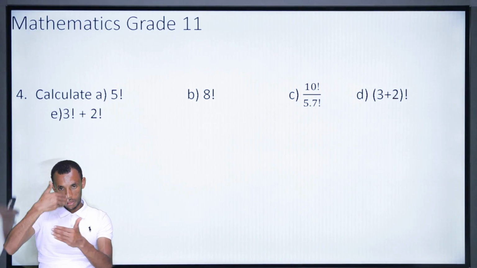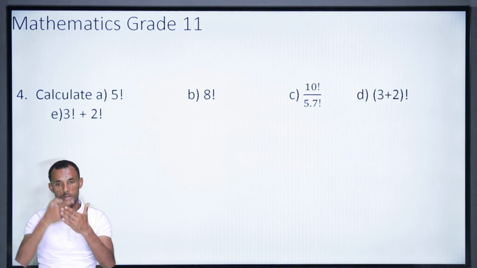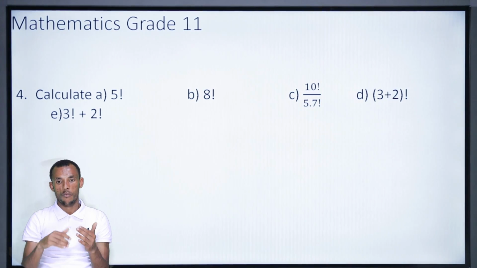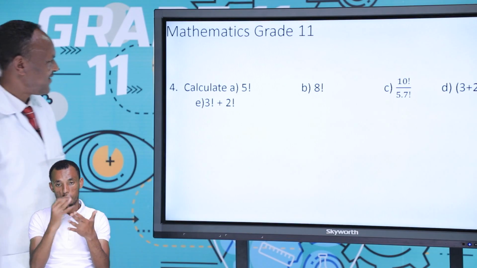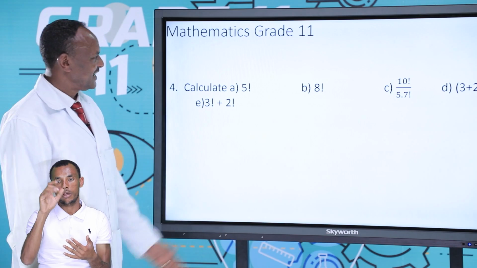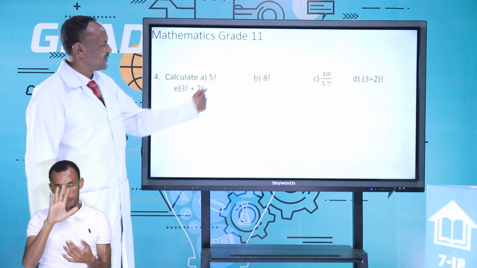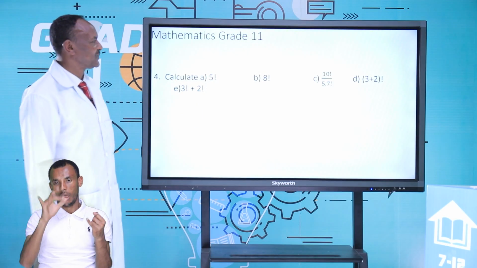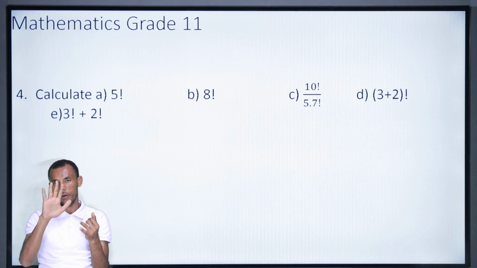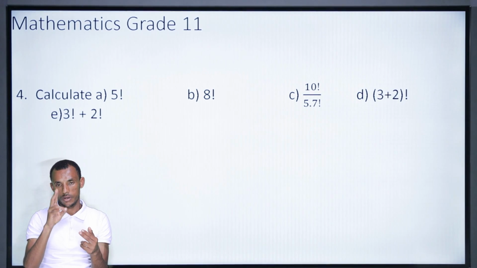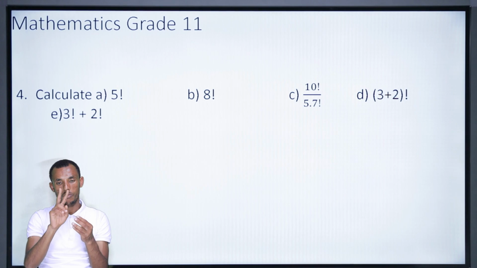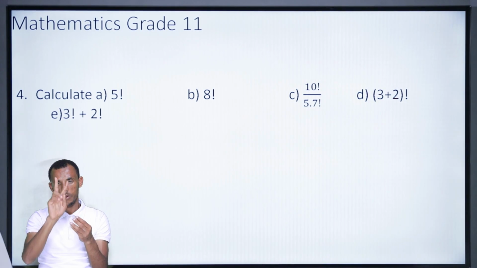Next, try to find the values of the factorial of the following numbers. 5 factorial, 8 factorial, 10 factorial over 5 times 7 factorial, 3 plus 2 factorial, the factorial of their sum. The sum of the 2 factorials. What is that?